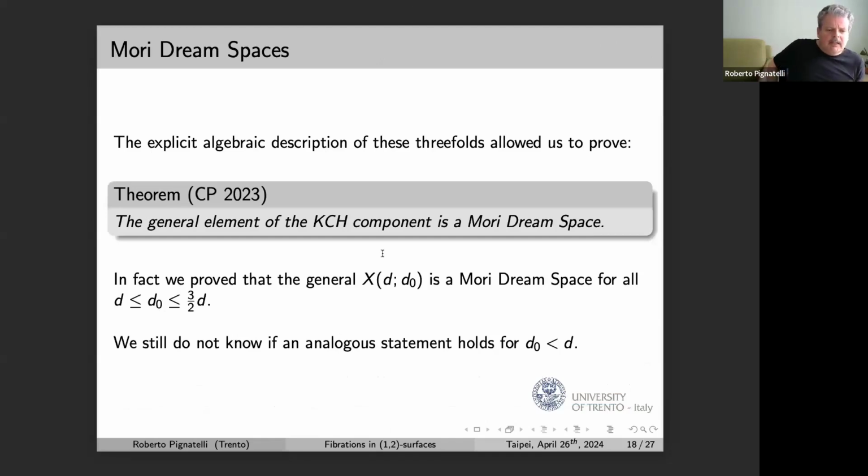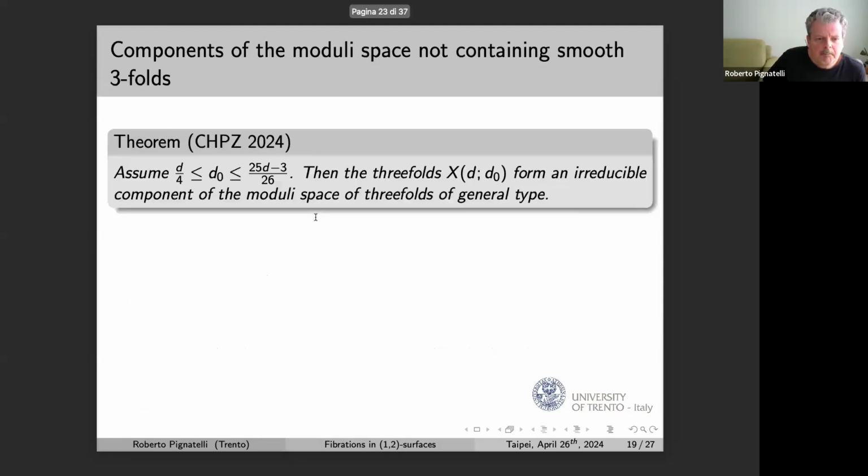Okay, this I can skip very quickly. I can prove that in this component, since everything is explicit, I got more interested in the space. Also, if anybody's interested, I could also prove that the general element in this component is a Morita space, but the proof doesn't seem to work for the other components, which is an open problem.